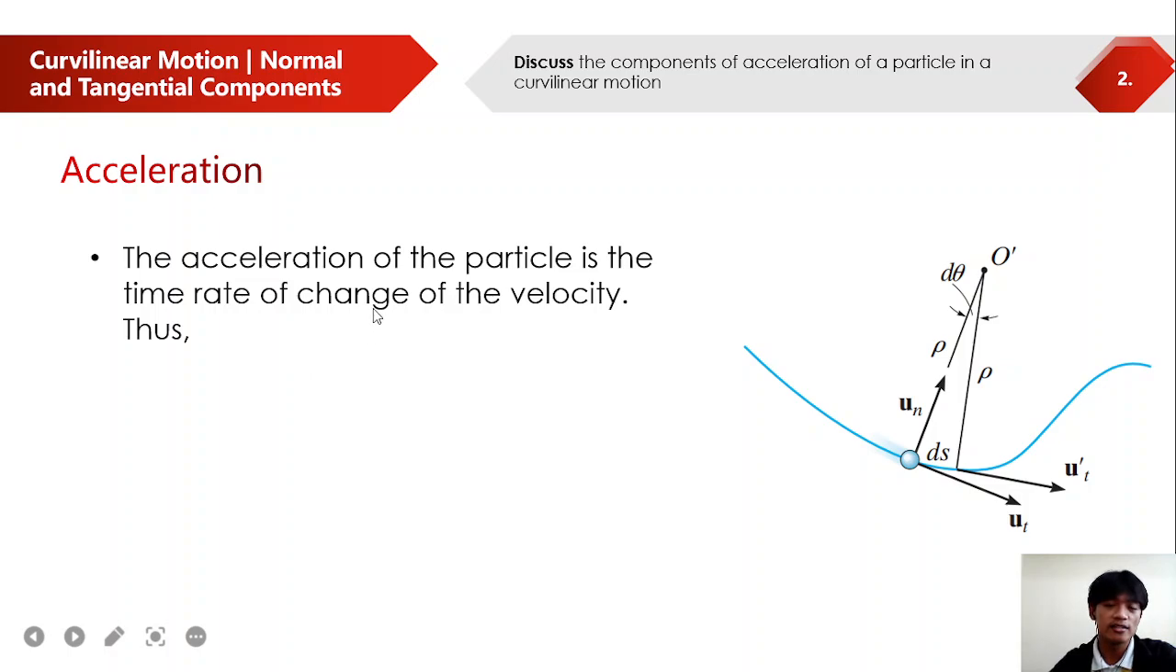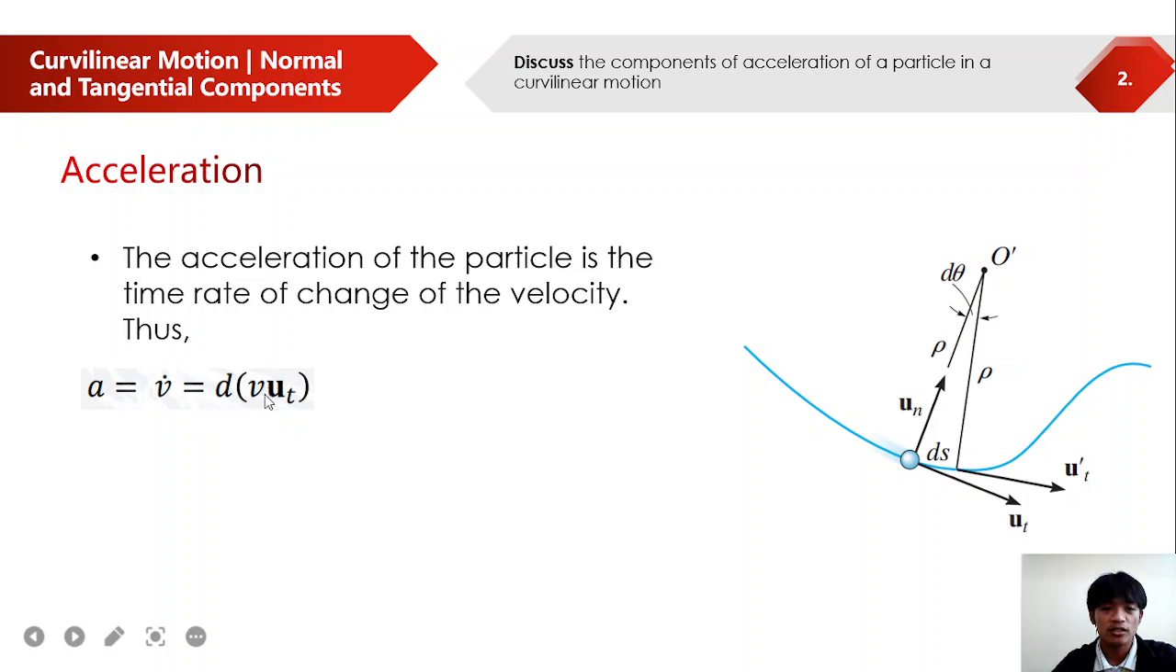Okay? So the acceleration naman, it is the time rate of change of the velocity. Thus, a is equal to v dot, the derivative of v times u sub t. We already know that kanina. So, in solving for the acceleration, we define that the acceleration is the time rate of change or the derivative of the velocity. Therefore, we just have to differentiate this also.